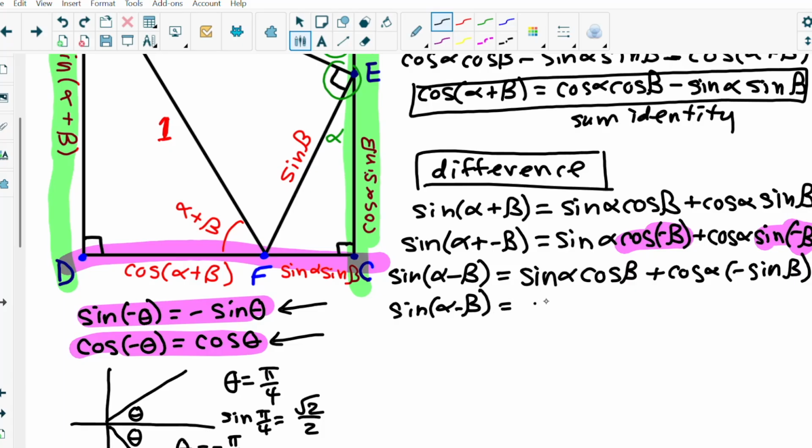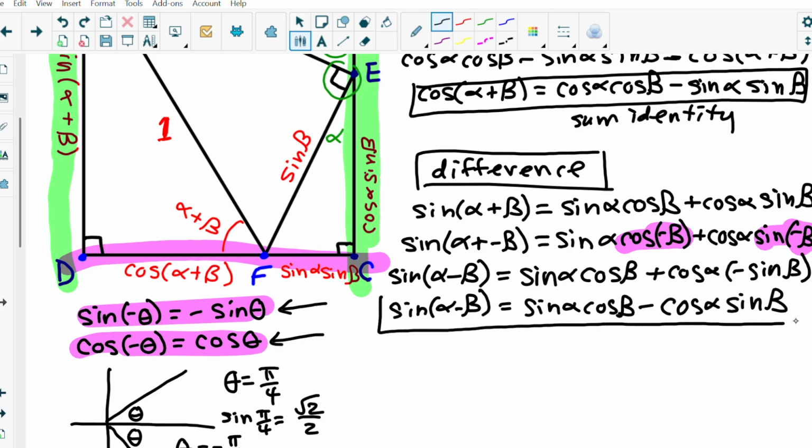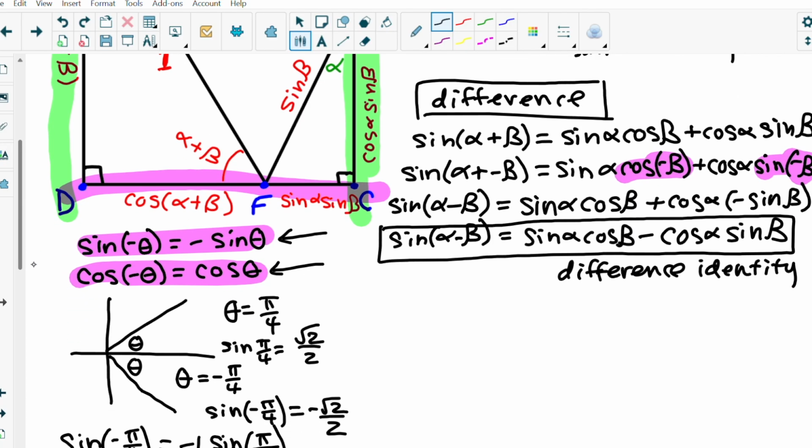Sine of alpha minus beta equals sine of alpha cosine of beta. This negative sine of beta, I'll bring the negative sign out here. Cosine of alpha, sine of beta. This is our sine difference identity. Okay.